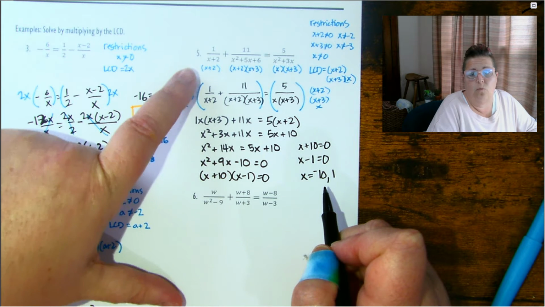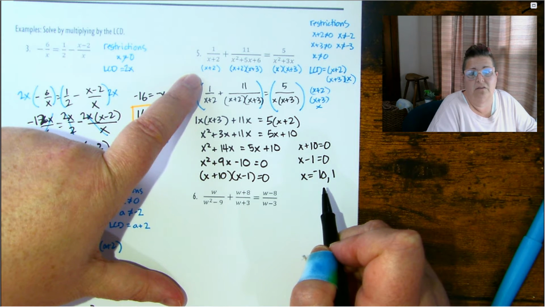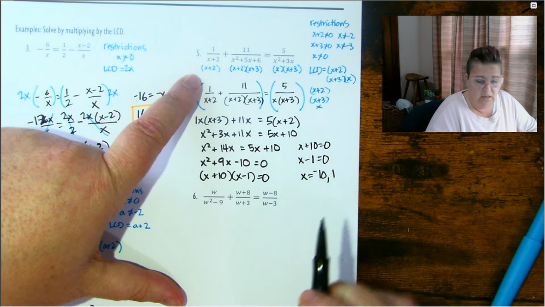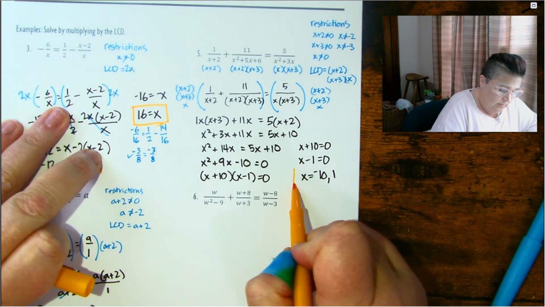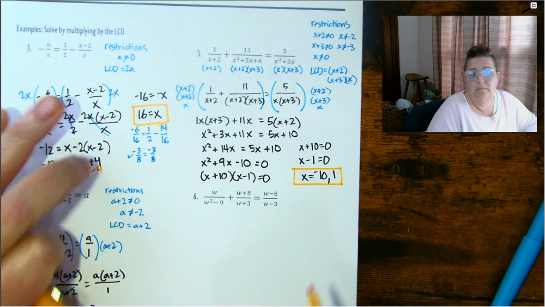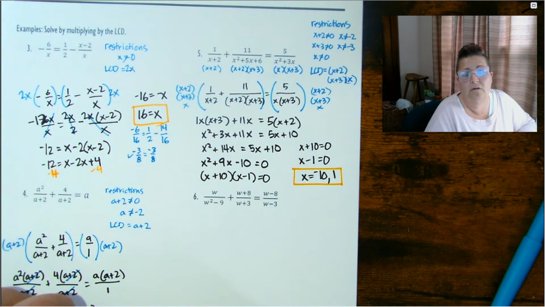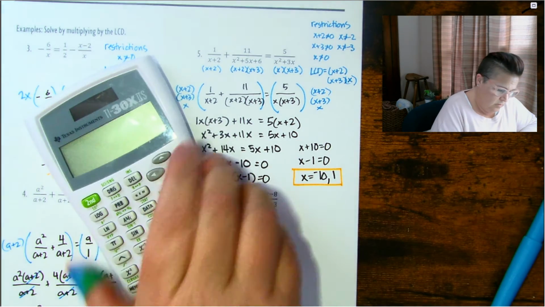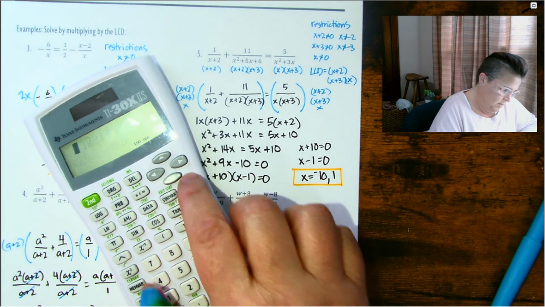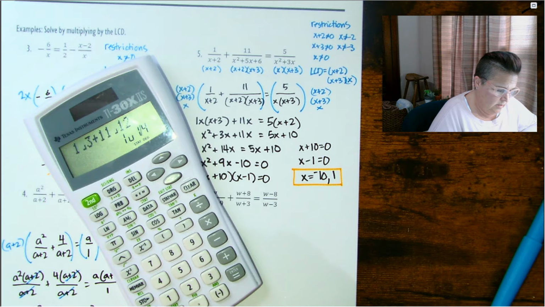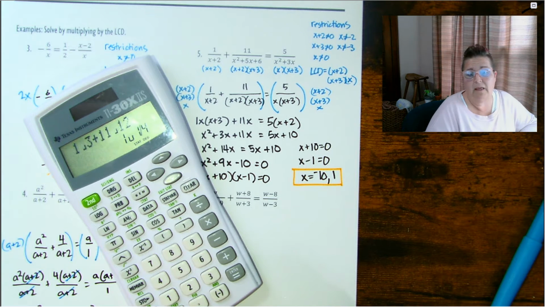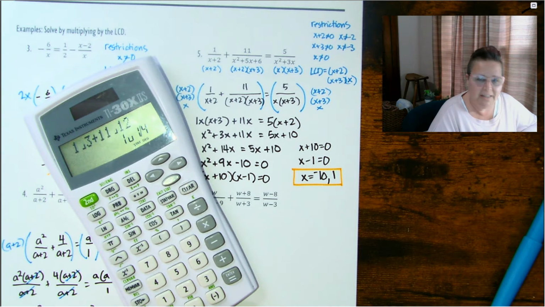I could check them. Okay, I'm going with it. 1/3 plus 11/12, right? Let's do the 1. 1/3 plus 11/12 equals 5/4. Yep. So the 1 works for sure. I didn't check the negative 10. I should check the negative 10.